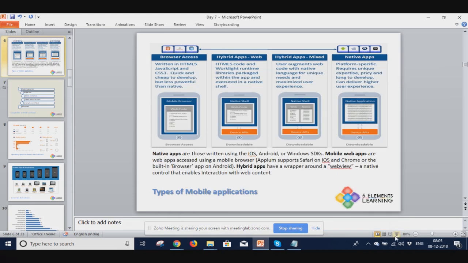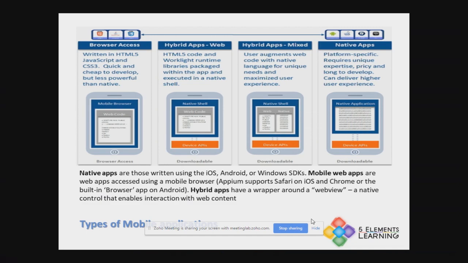The native app is basically written using the iOS or Android or Windows SDK, and they are platform specific. They require unique expertise. They take a long time to develop, but they can deliver higher user experience. A hybrid app is generally an app which has a web view wrapper around it, and inside it there is a native app which is running. A browser accessible app or a web app is written in HTML5 or JavaScript, and it is quick and cheap to develop, but it is less powerful than the native app.